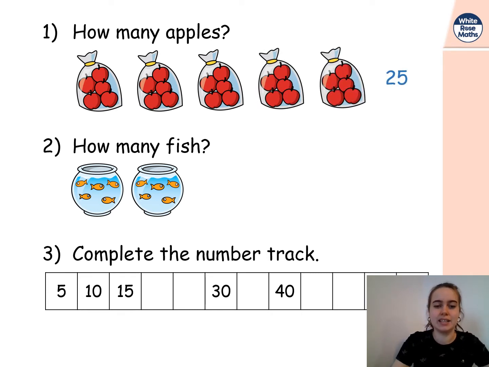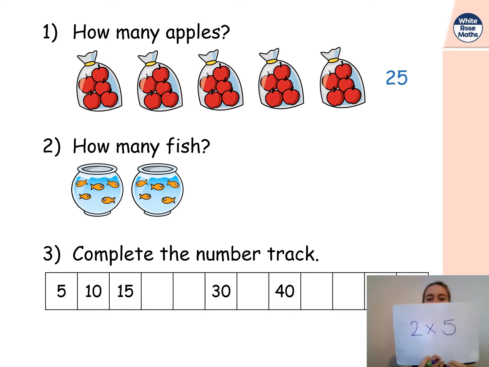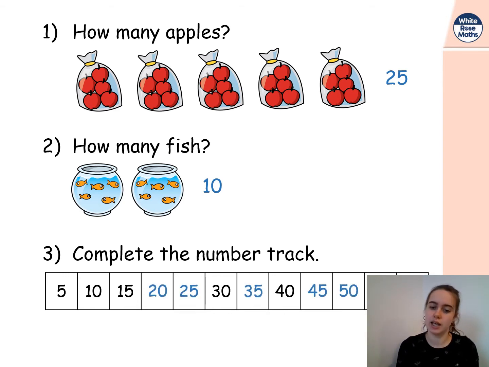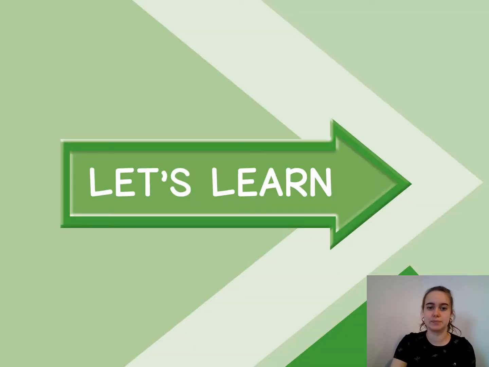There you go. And how many fish do we have? We've got 2 groups of 5 fish. So that's the same as saying 2 multiplied by 5. So 2 groups of 5, which is 5, 10. And then we've got a number track with the missing numbers. Have a go at filling that in your head, and I will now show you the answers. So we've got 5, 10, 15, 20, 25, 30, 35, 40, 45, 50, 55, 60.